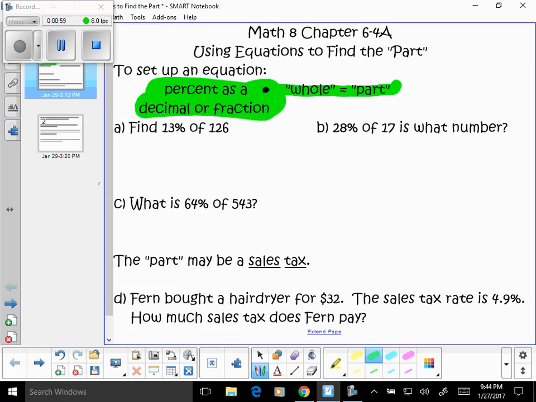Now this is something else you need to remember. For proportions, it's percent over 100 equals part over whole. For equations, it's percent as a decimal or fraction times the whole equals the part. Again, write it down somewhere, get an index card, keep it handy so that you can go over it and over it and over it.